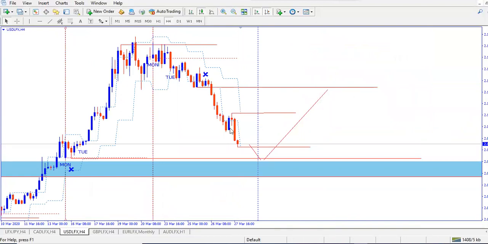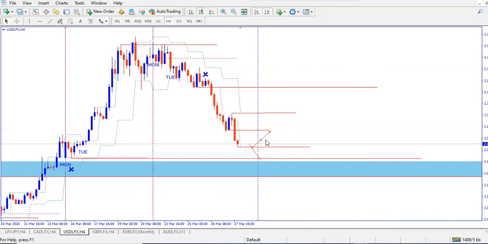Another scenario that might happen, because the dollar is bearish, is it could retrace up into this area here, the last up candle, and then carry on skydiving. But I'm going to wait until the market opens and see what happens.